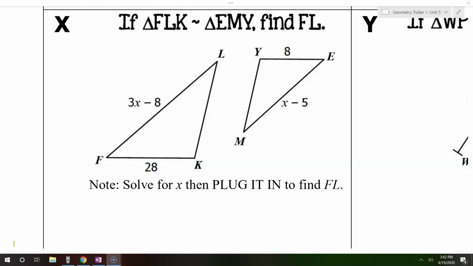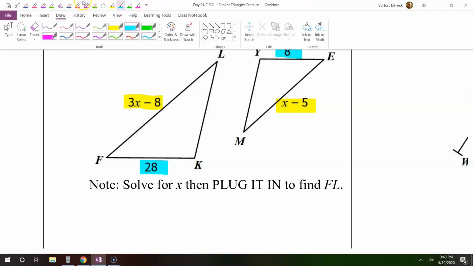Let's match up the corresponding sides. So we have x minus 5, that's ME. Here's ME. That's going to correspond with FL. So here's FL. These are corresponding sides. Okay, the 8 is YE. YE is the beginning and the end. So that's going to correspond to FK. So here's FK, so these are corresponding sides.